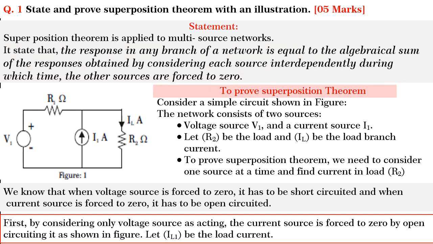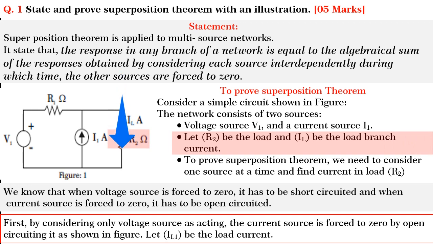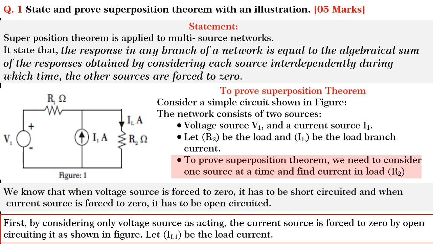To prove the superposition theorem, consider a simple circuit shown in figure. The network consists of two sources, a voltage source V1 and a current source I1. Let R2 be the load and IL be the load branch current. We need to consider one source at a time and find the current in the load resistance R2. We know that when the voltage source is forced to zero, it has to be short circuited, and when the current source is forced to zero, it has to be open circuited.